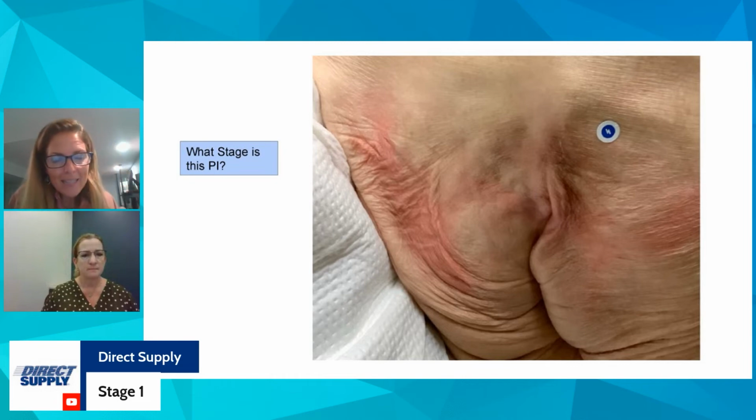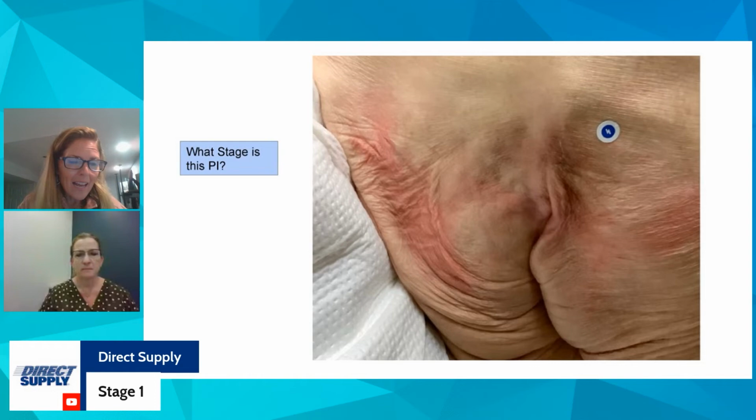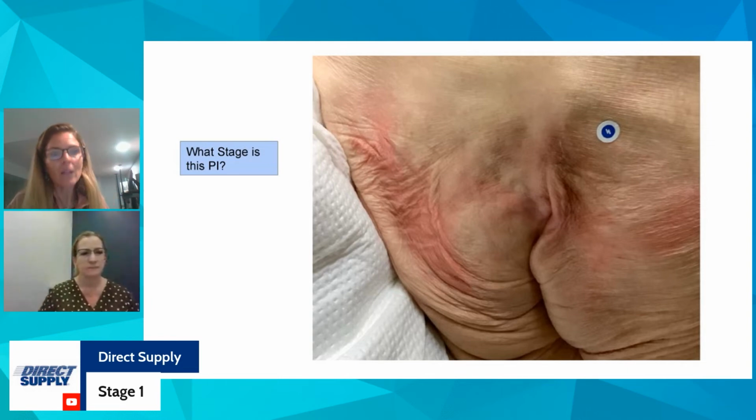But if somebody finds this, you want to celebrate. You want to acknowledge that the CNA found this early on, because this person could have been the one that prevented what we just saw on that other slide. Because if you can catch it here, you're not going to have problems like that unstageable pressure injury. Great job.